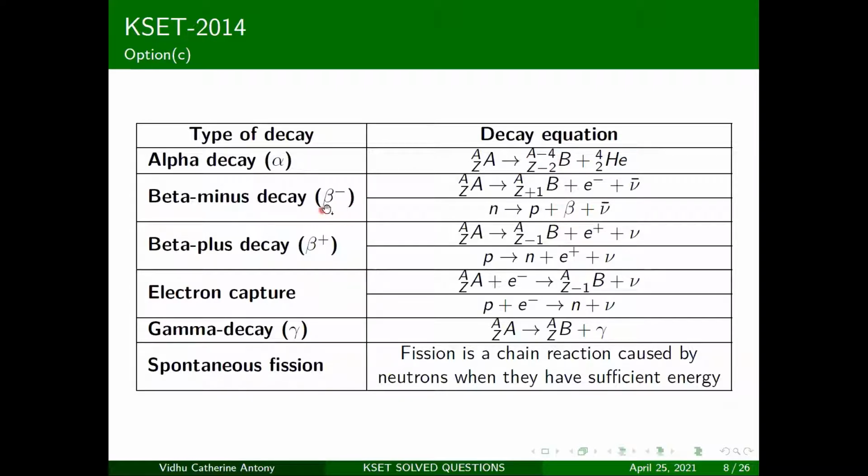In your beta minus decay, what's happening? Let's just remember this: the neutron gets converted into a proton. This beta can be written as e minus as well, along with an antineutrino that's associated with it. Now when we come to beta plus decay, which is what is mentioned in our question, you have a proton that gives out a neutron plus a positron plus a neutrino. So with your positron, you have a neutrino that's associated with it.